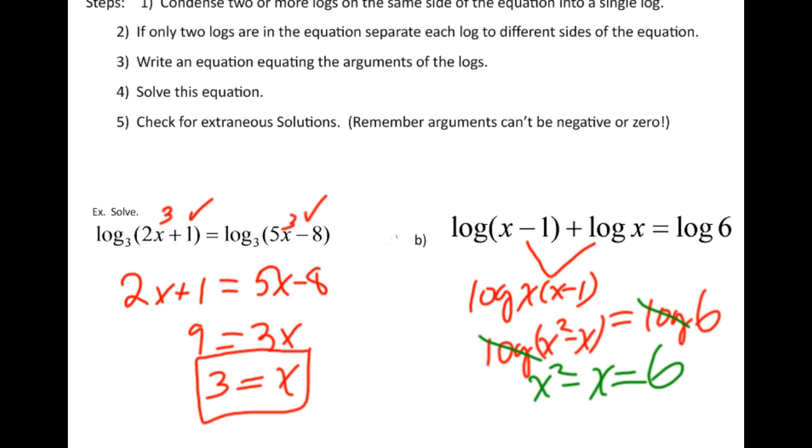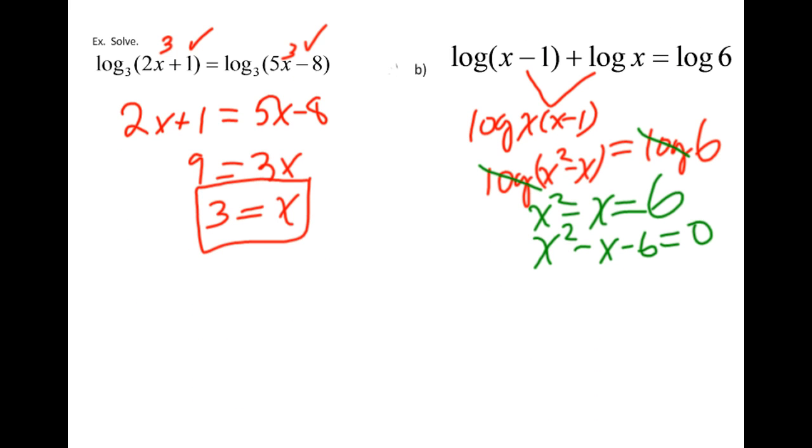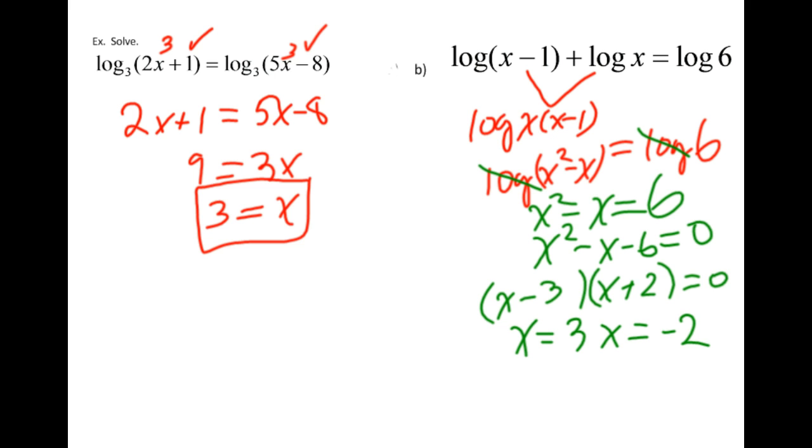What kind of equation is this called? Quadratic. It's called a quadratic equation. I know that when I solve quadratics, I always have to start with one side being 0, so I subtract the 6 across, and then I go from there. Can I factor x squared minus x minus 6? Yeah, into minus 3 and plus 2. So I get x equals 3 and x equals negative 2.